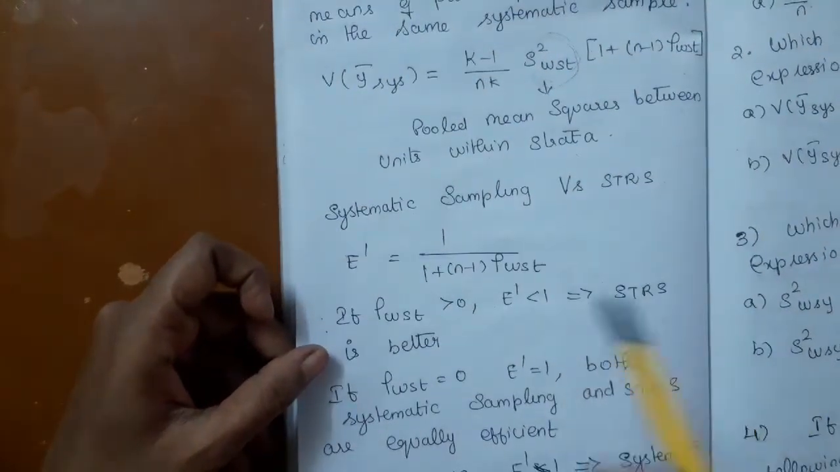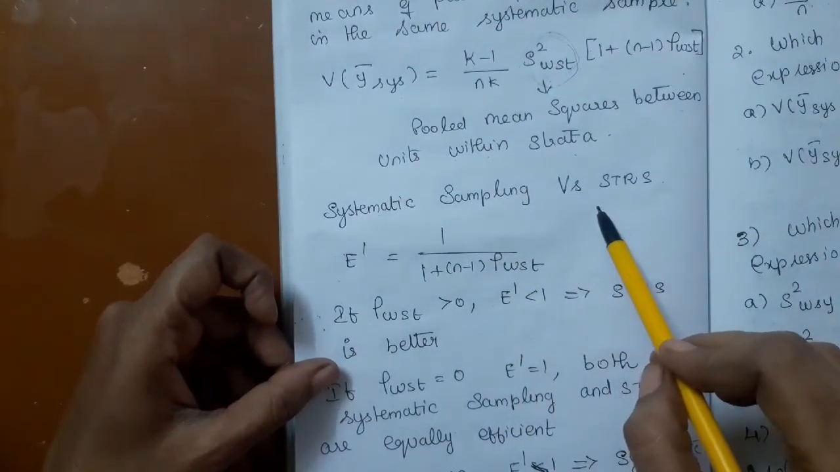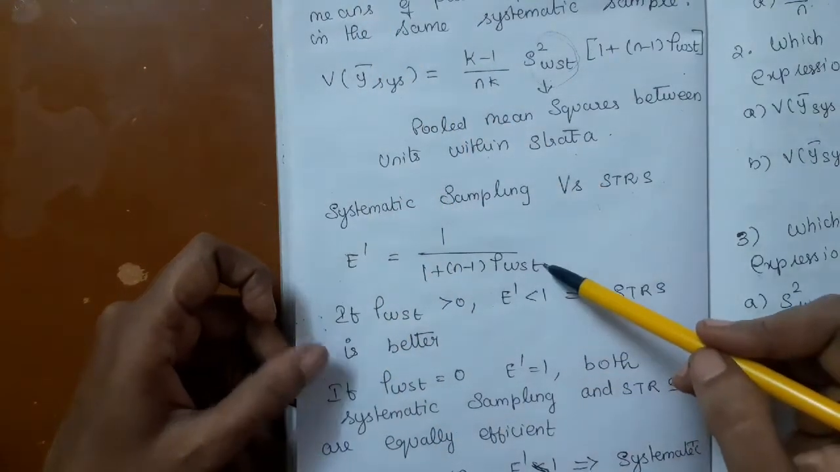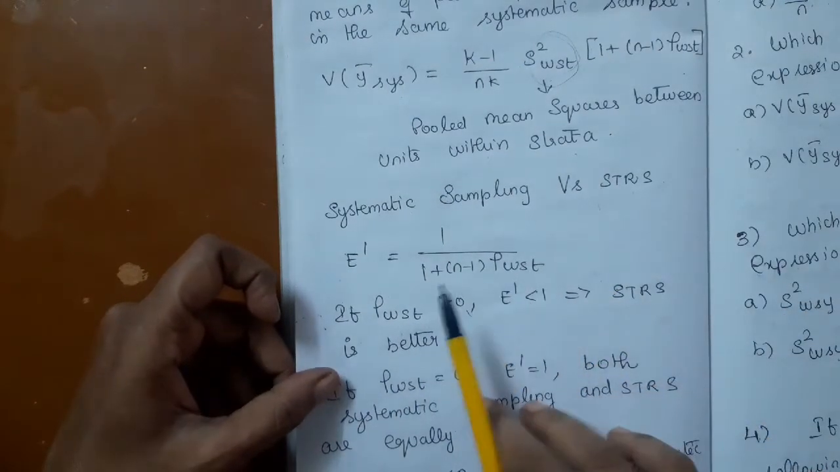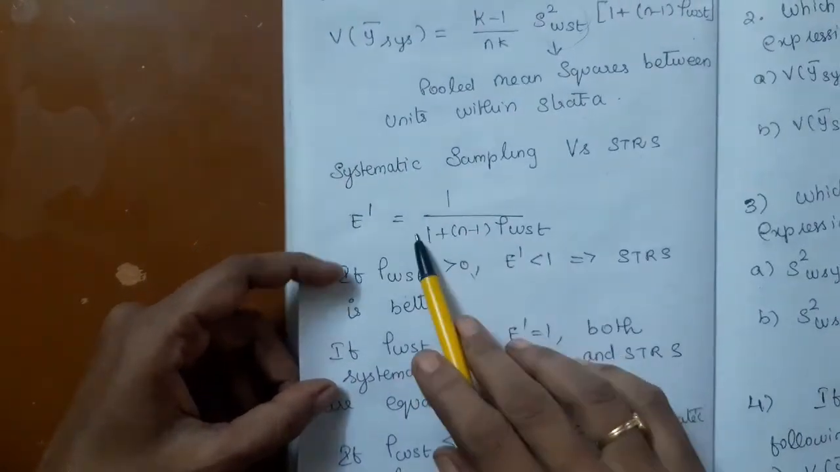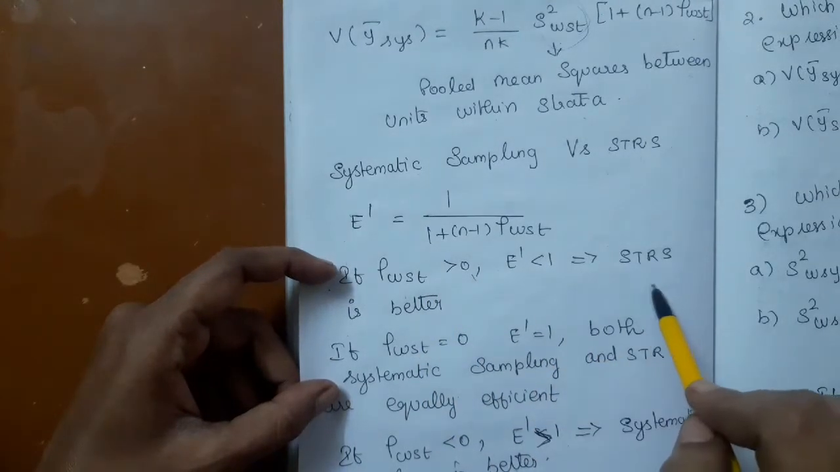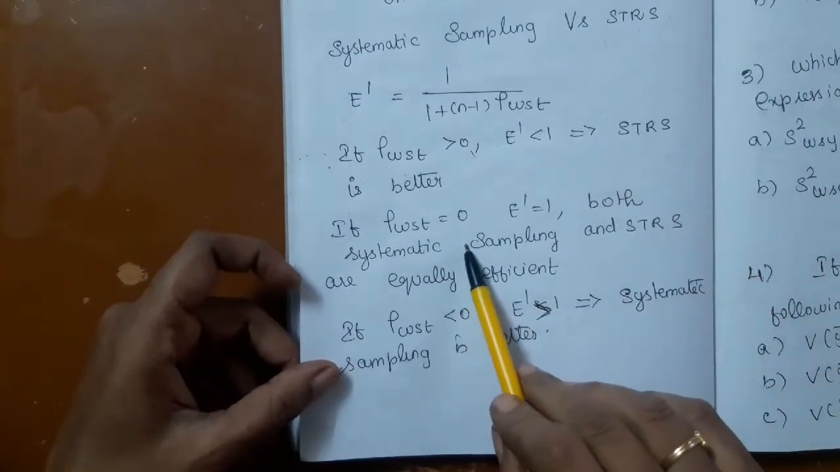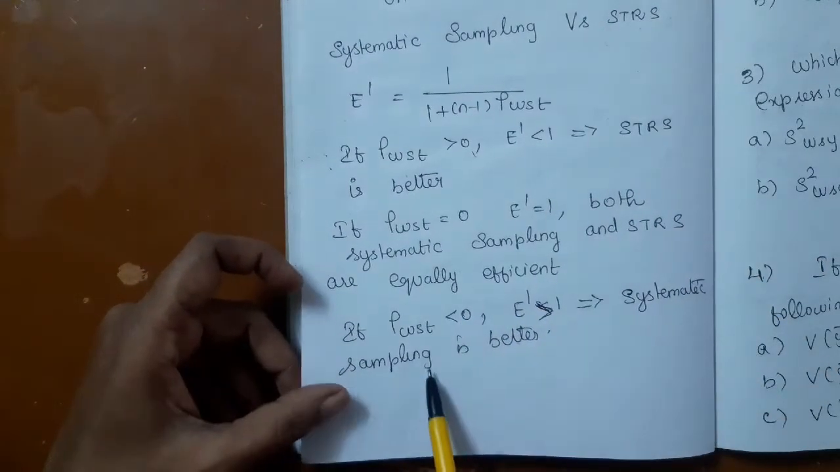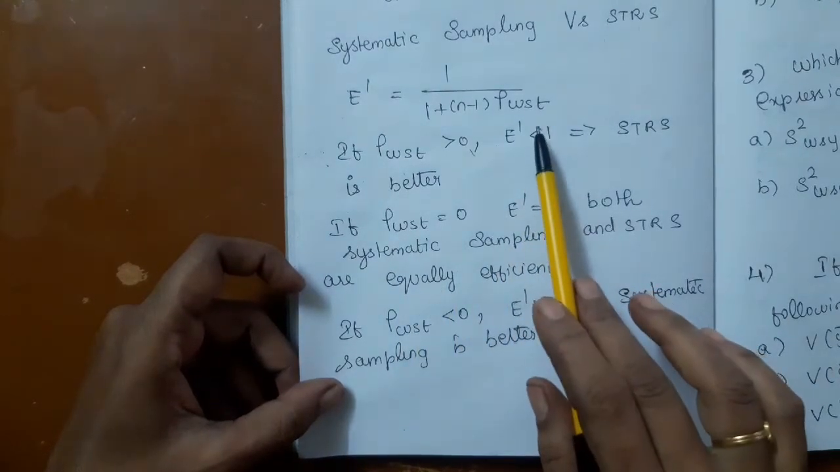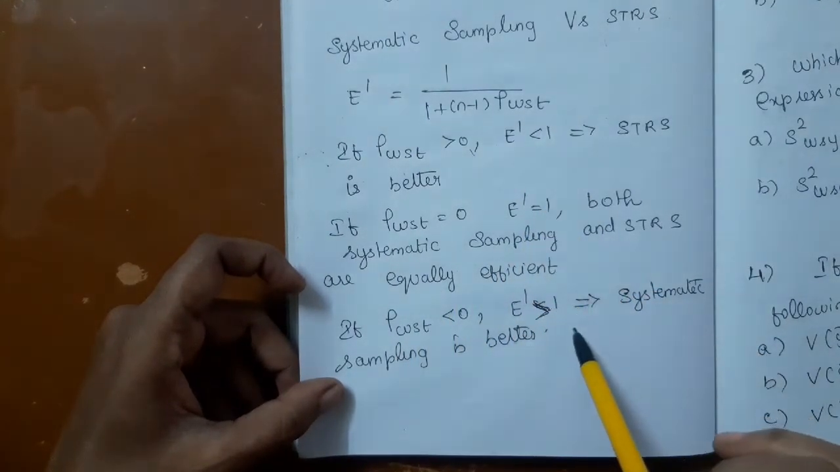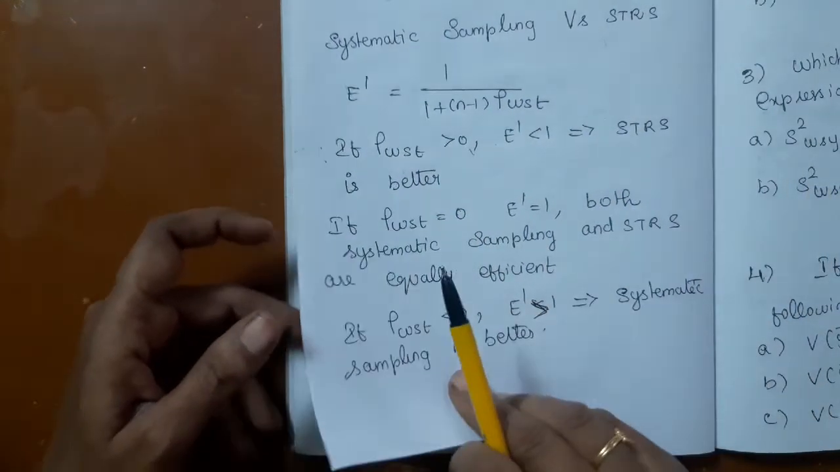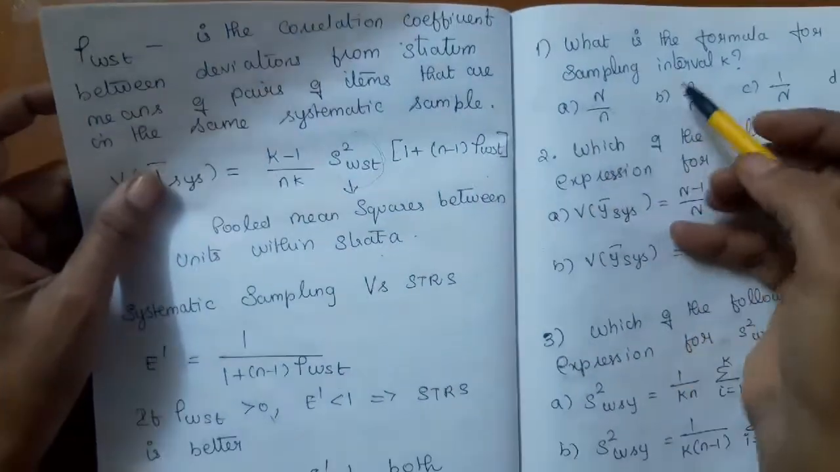Now the efficiency of systematic sampling with respect to stratified random sampling, the expression is this, which is derived using rho wst. If this rho wst is greater than 0, E dash is less than 1, which means stratified random sampling is better. If rho wst is equal to 0, both of them are equally efficient. If rho wst is less than 0, E dash is greater than 1, so it means systematic sampling is better. Okay, so with this idea, let us go to today's questions.